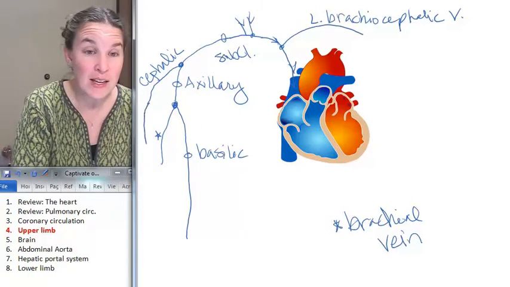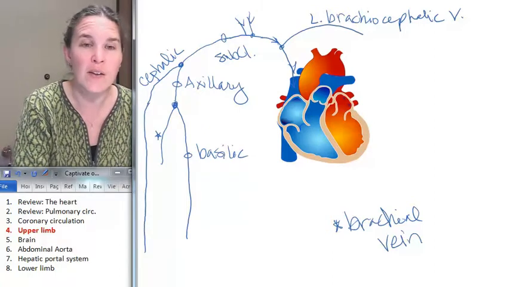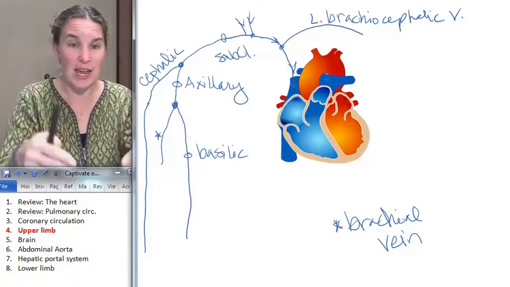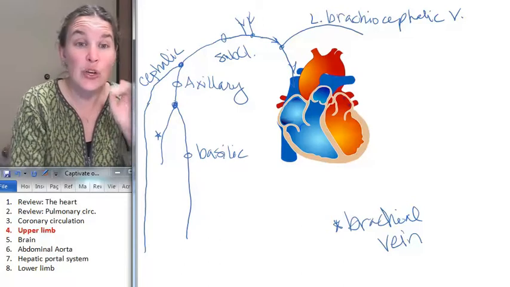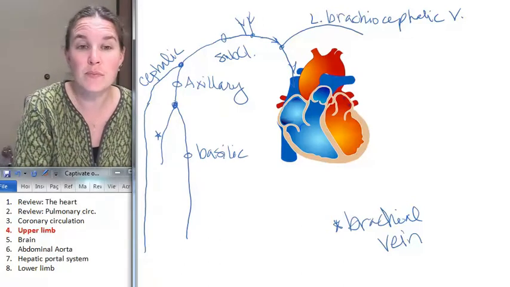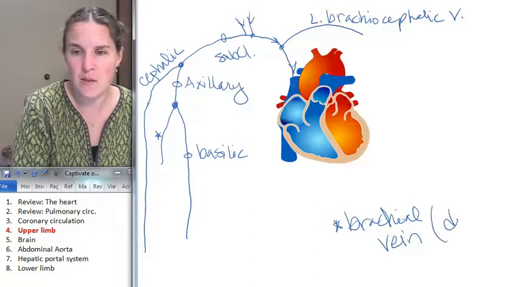Now watch what happens. The cephalic actually is going to travel all the way down. Now, the brachial vein does all sorts of crazy branching, and it goes deep. So cephalic and basilic are actually superficial. Brachial is deep. Let's make a little note of that.